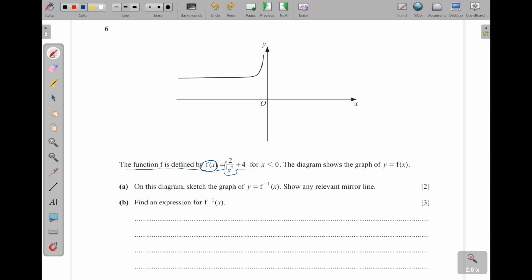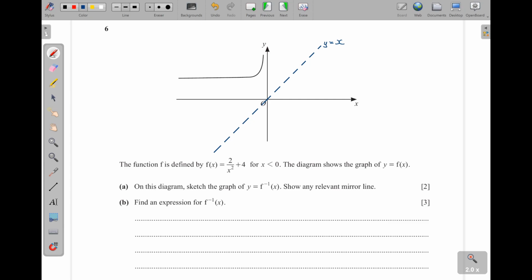You remember when we are finding the expression for the inverse of a function, we always interchange x and y. So by interchanging x and y, that means you're going to be reflecting in this line here, y equals x. This one I can actually make dotted. This is the relevant mirror line they are talking about. So I will say this one is y equals x.